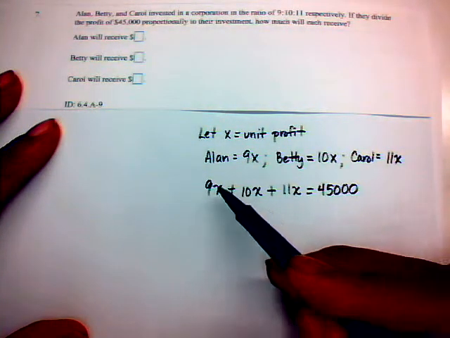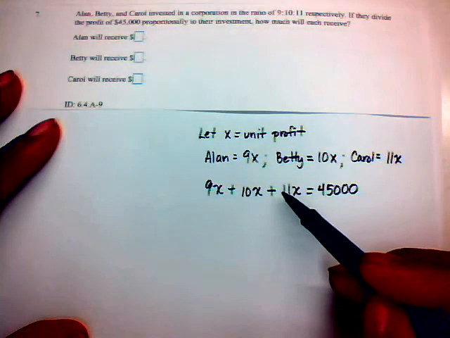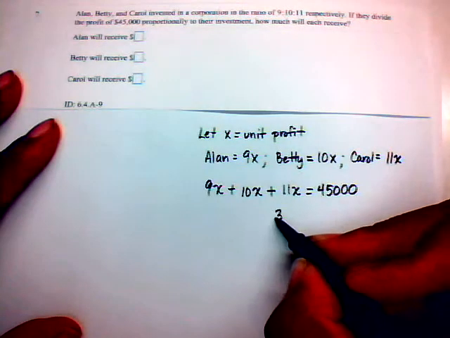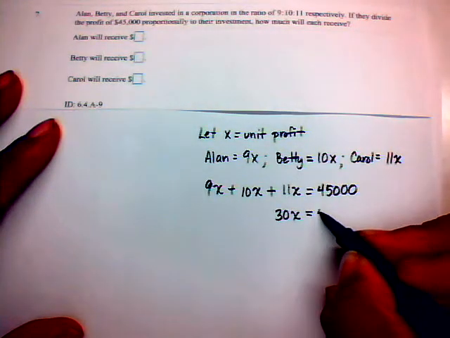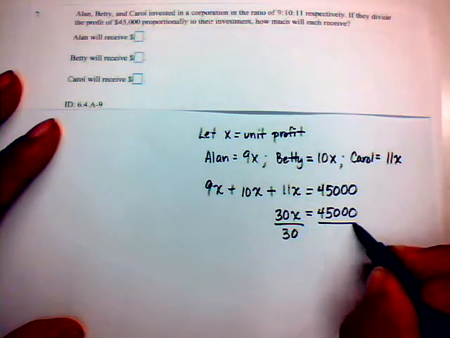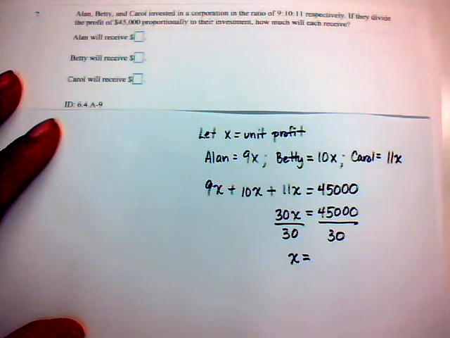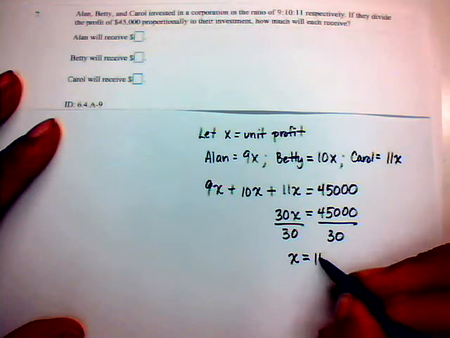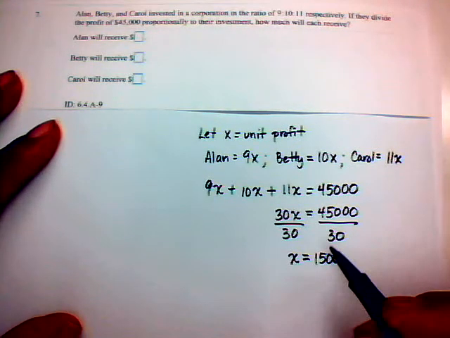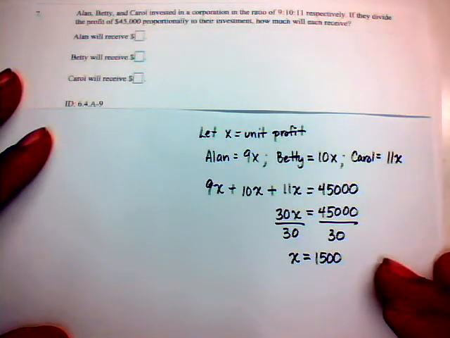Now let's add the like terms together. 9 plus 10, that's 19, plus 11 is 30, so that's going to be 30x is equal to 45,000. And then to get x by itself, you're going to divide by 30, so that means x is equal to 1,500. So we're looking at the unit profit of $1,500. And we want to find out how much will Alan, Betty, and Carol receive.